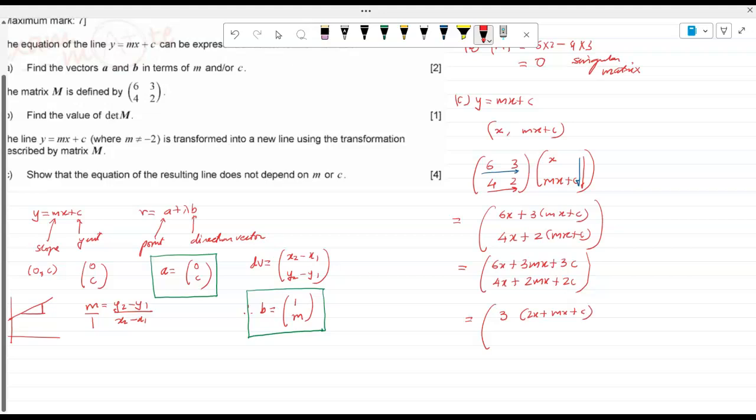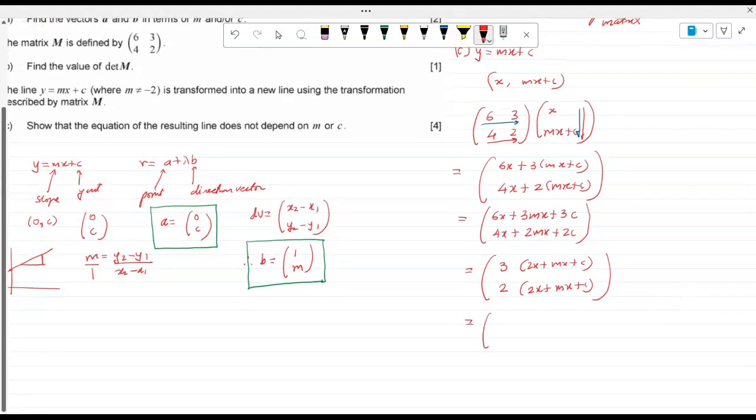plus c. Okay, and this is 4, 2, 2x plus mx plus c. So that is equal to 3, 2. What is mx plus c? Y. Correct? Yeah. 2x plus y. So that means it doesn't depend on m or c. There's no m or c in the final thing.